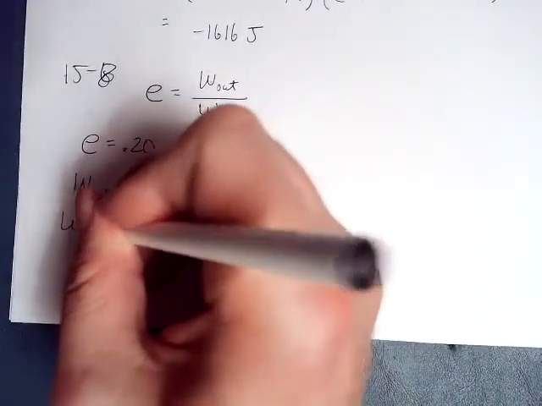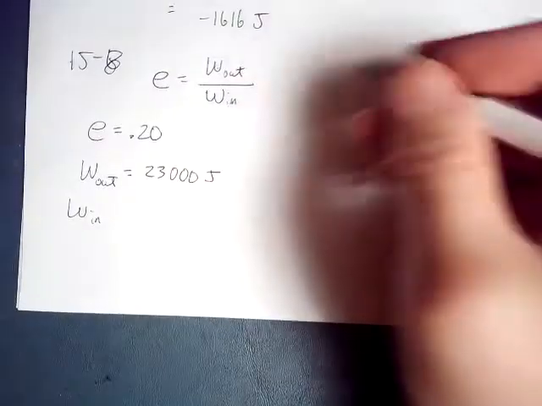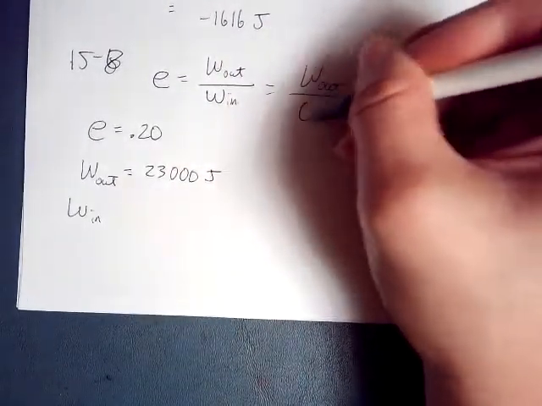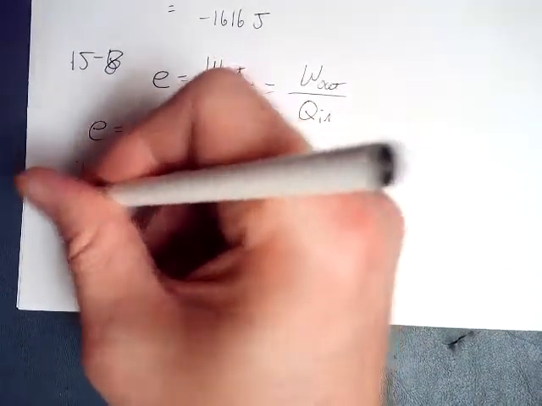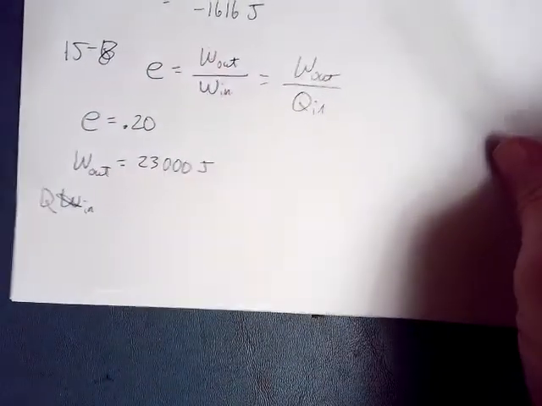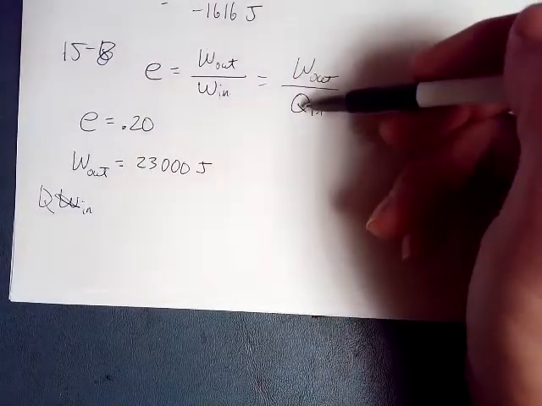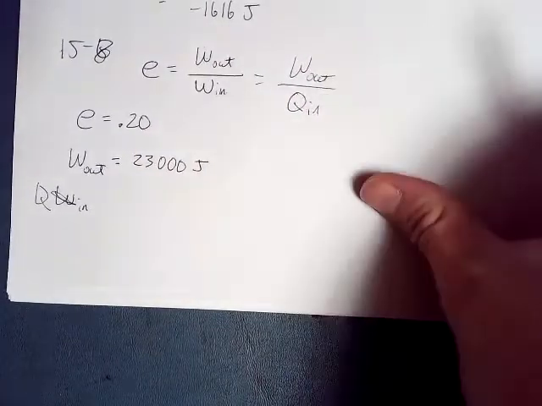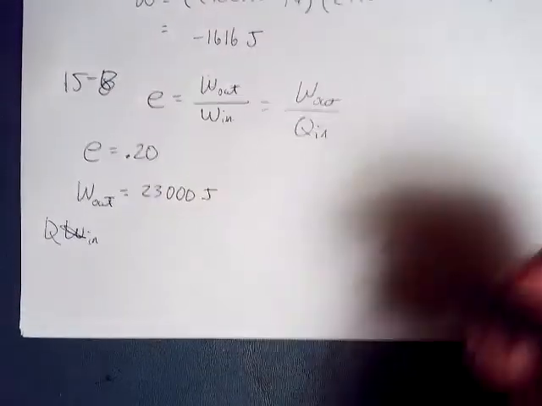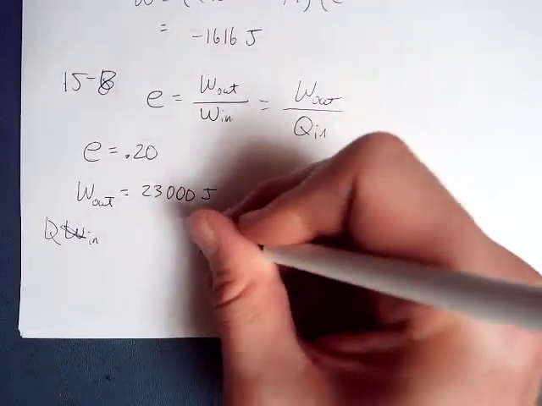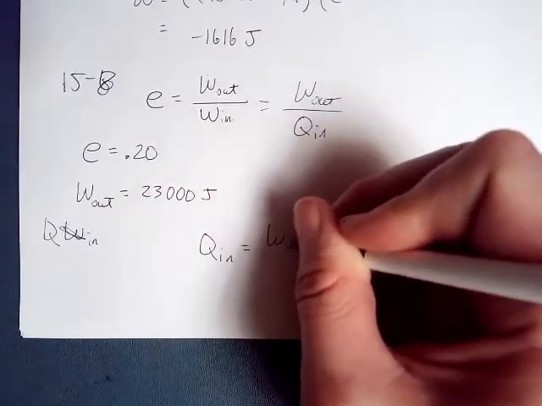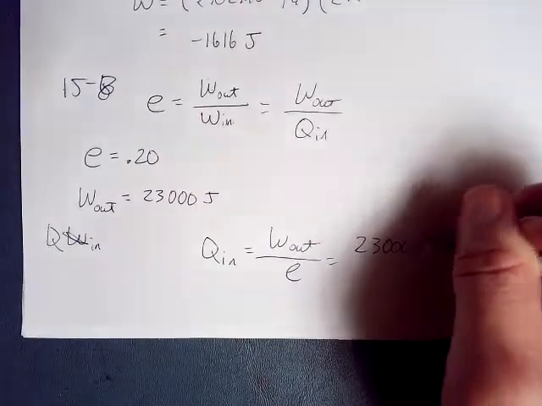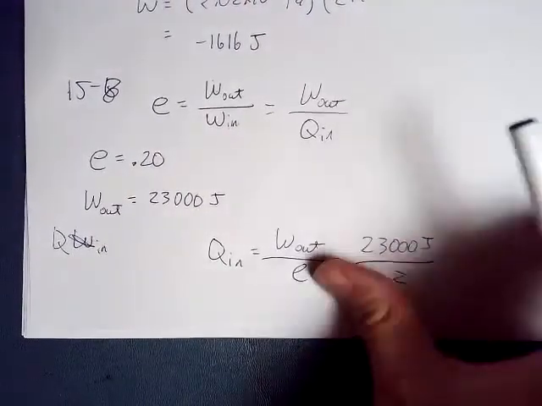So what is W in? And again, I guess technically we should write this as W out over Q in, just to be correct there. But these are all energies, right? So you can always substitute E, W, Q. Also power. Okay, so Q in is just the work out divided by E, so 23,000 joules divided by 0.2, and that's it.